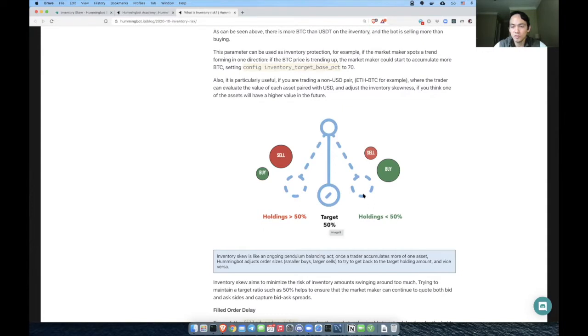If I've sold too much ZEM, so now I'm underweight ZEM, then it will increase the size of my buy orders and decrease the size of my sell orders. Yeah, you could think of it as a balancing act, because your inventory is always changing based on your trading. So the bot is always trying to adjust the size of your orders to get you back to that 50% whenever your inventory is trading.